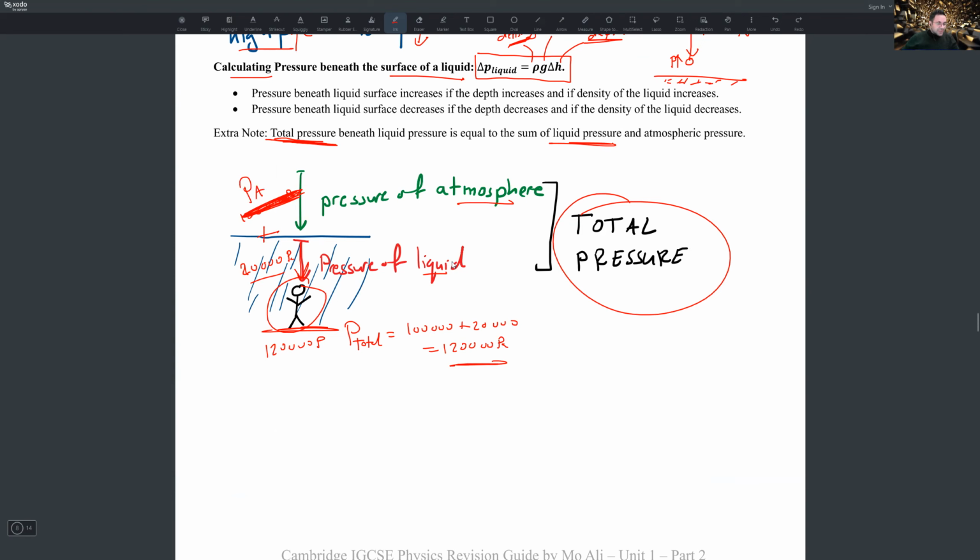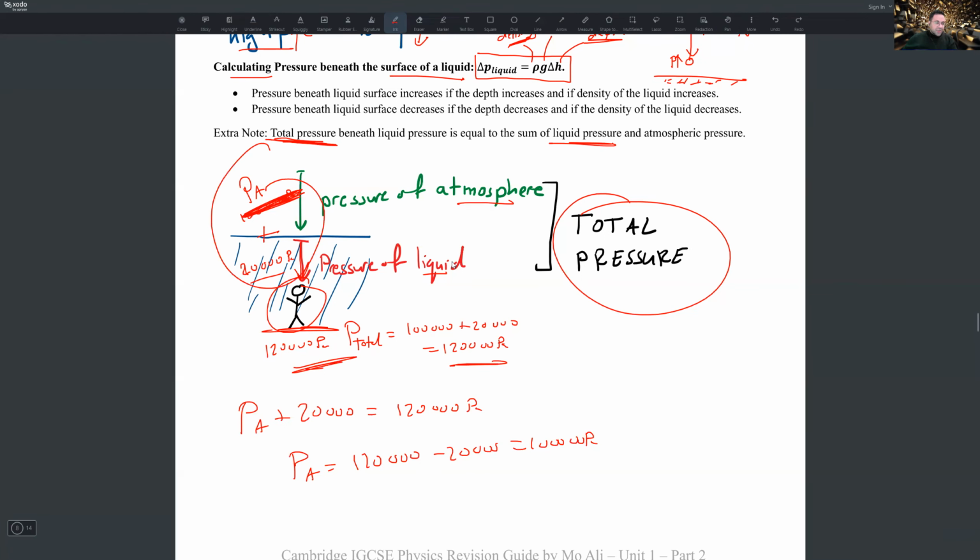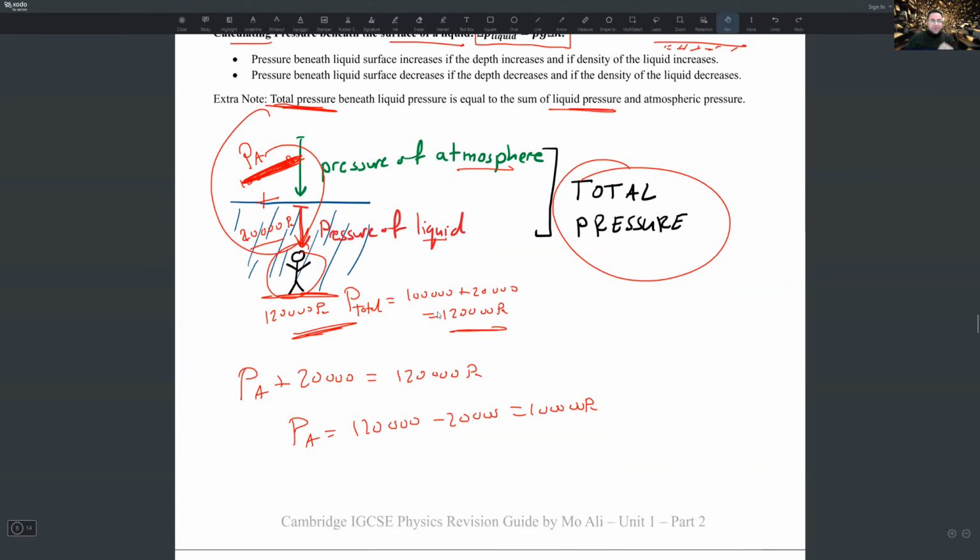فهتعمل لي ايه؟ هتقول لي PA plus 20,000 equals 120,000 باسكال، لأن دي given. يبقى ال PA equals كام؟ 120,000 minus 20,000 يطلع 100,000. مفيش حاجة امتى minus وامتى plus. It has to do with your understanding إن السم بتاع دول equals التوتال. انا مديك ايه؟ مديك التوتال ولا مديك الليكويد ولا مديك الاتموسفيريك؟ You just rearrange وتجيب الـ unknown.